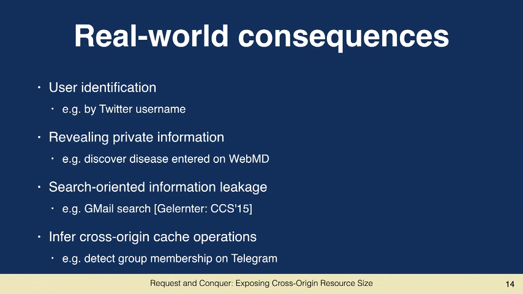And because there's a global cache that is shared among all websites, it's also possible to infer the caching operations of these other websites. So for instance, on the web client of Telegram, it's possible to detect whether a certain member is part of a group or not. And that's because if the victim is a member of this group, then Telegram will cache a certain resource which will affect the global quota.